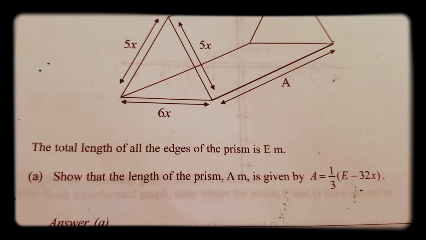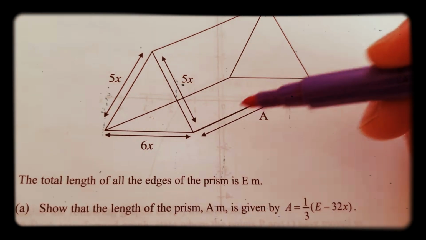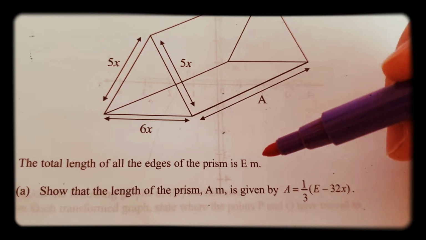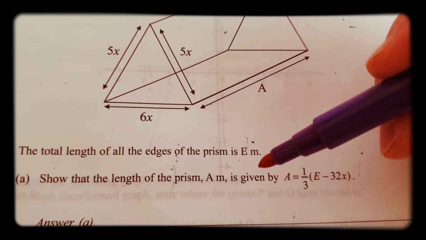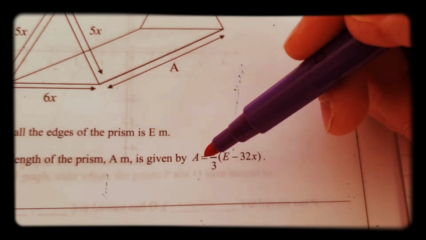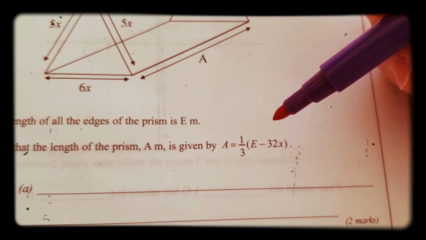The total length of all the edges of the prism is E. Okay, so if we add up all of these edges, it's going to be equal to E meters. So show that the length of the prism, A, is given by this formula here: A equals 1/3 E minus 32.